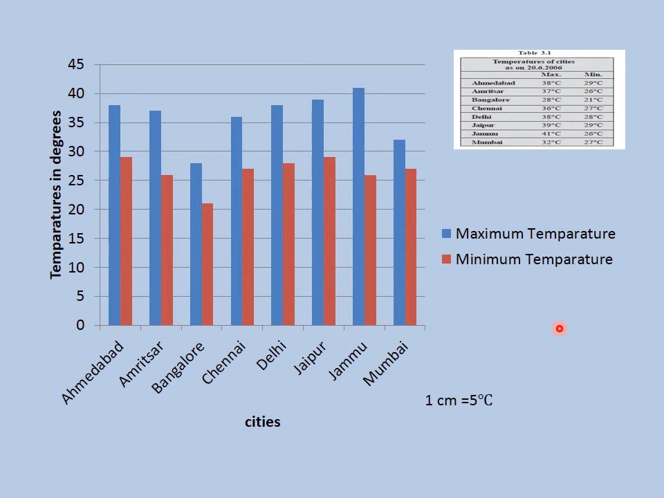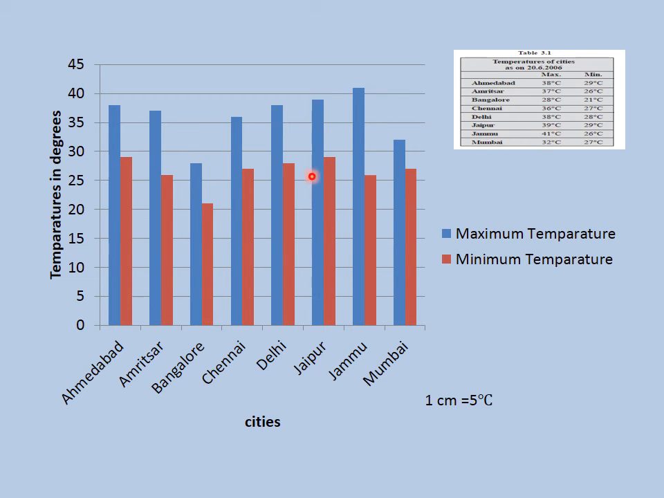Bangalore 28. So Bangalore 28: 25, 26, 27, 28. Below 30 and above 25. Chennai 36. So 35 and next 36. Delhi 38. So Delhi 38: 35, 36, 37, 38. We will draw like this.